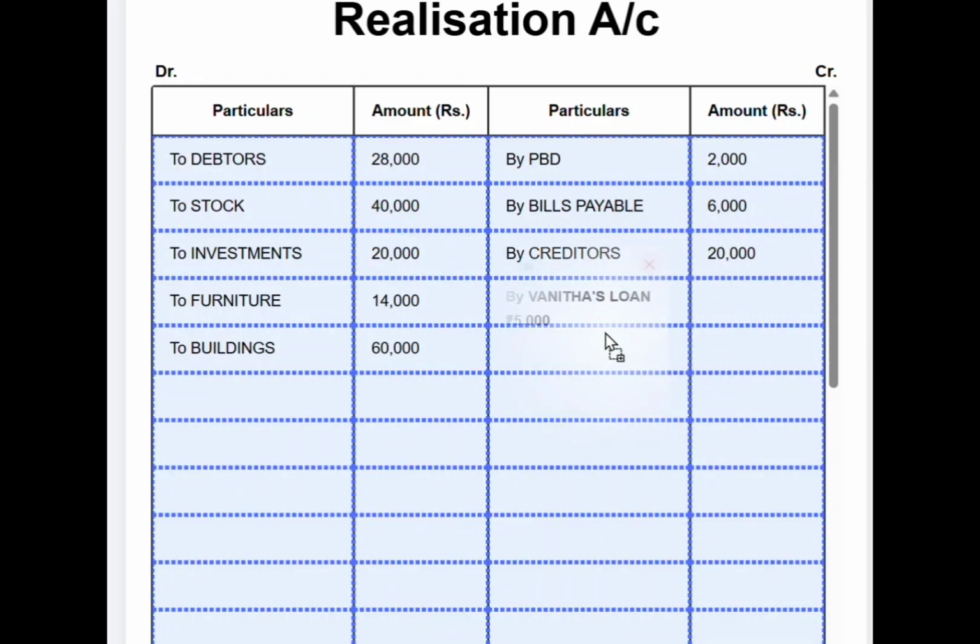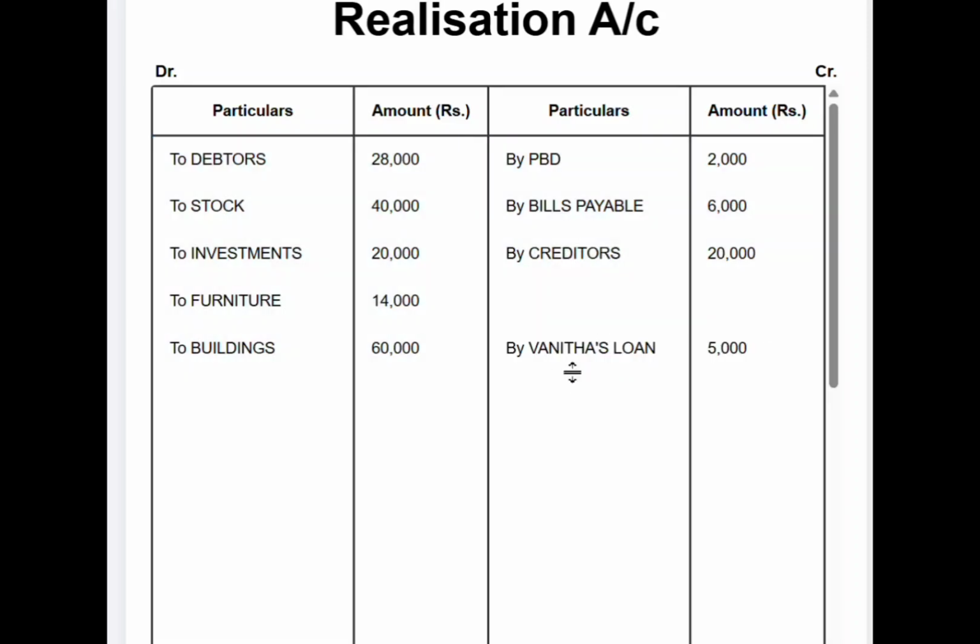By Vanita's loan 5,000. Now these are the external liabilities which have to be paid off by the firm. Now the assets are to be realized. So some assets are realized and the liabilities have to be paid off. The assets have to be realized or it has to be taken over.